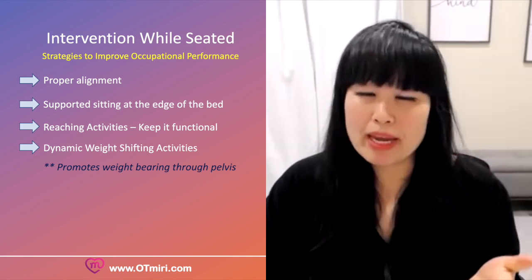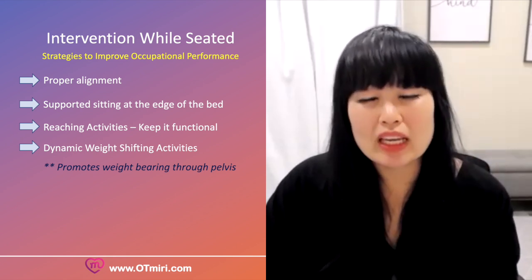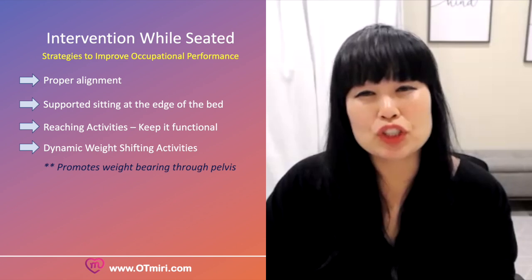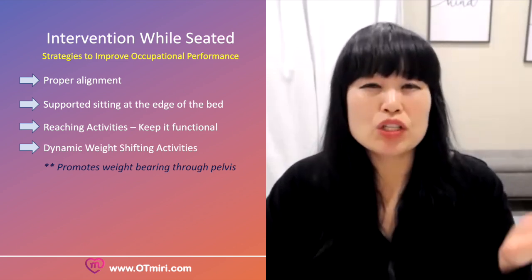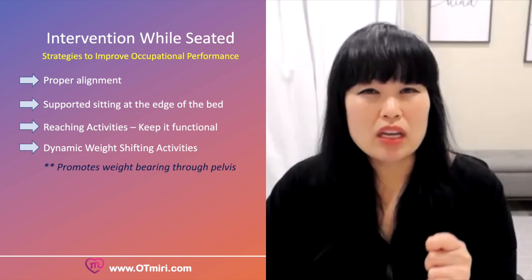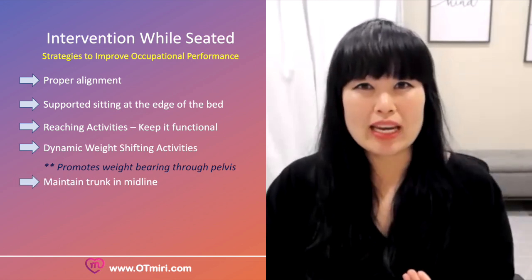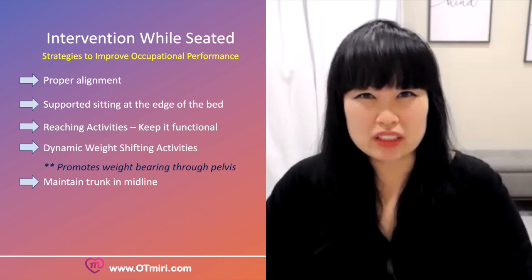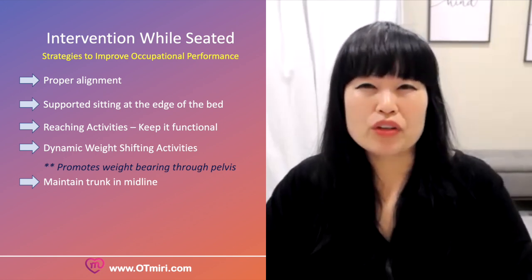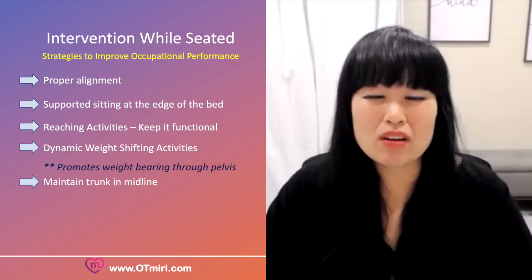Well, we know that patients have difficulty perceiving and maintaining midline after a stroke, which leads them to sitting postures that are misaligned, right? So another thing we can work on is maintaining the trunk in midline. So you might give a physical cue or just verbally ask the patient to sit up nice and tall. You can use a visual feedback like a mirror.